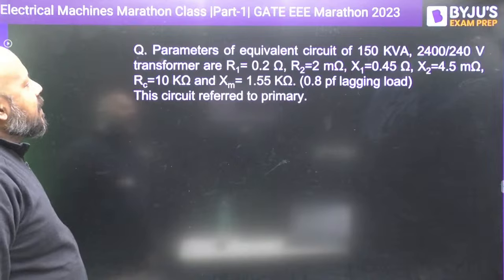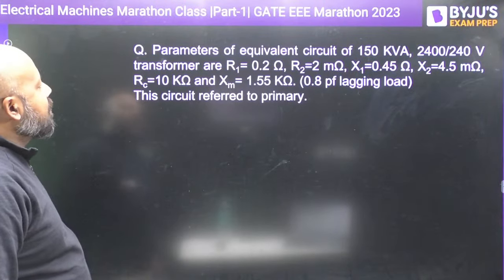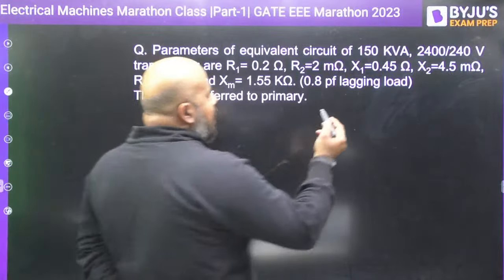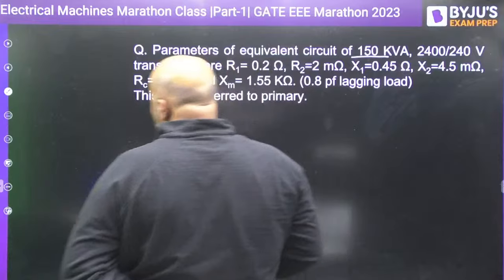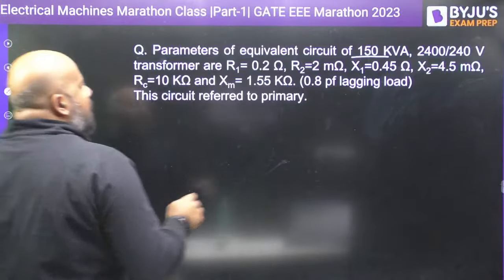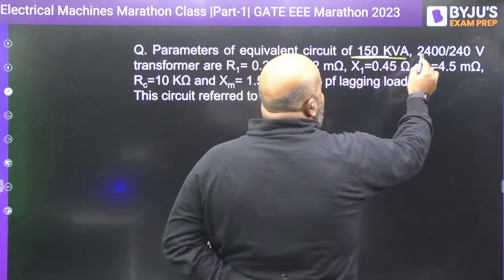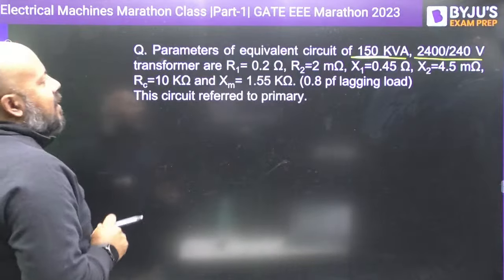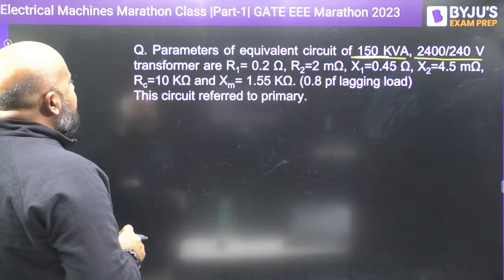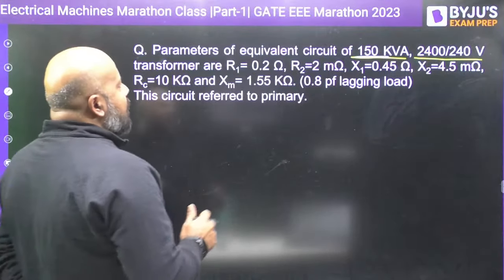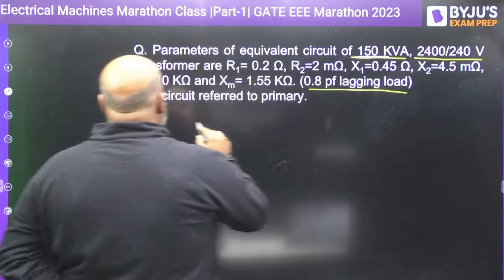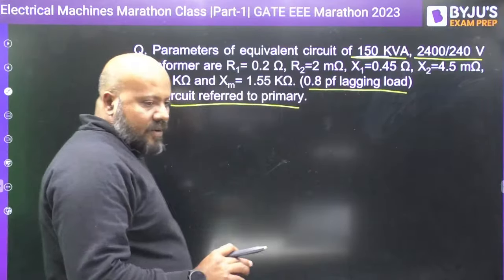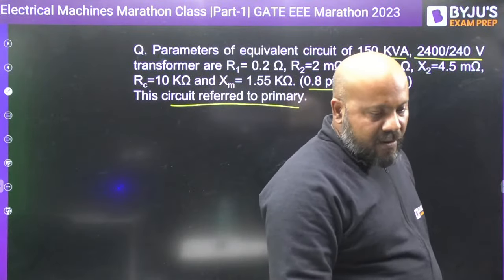He is saying to find the parameters of the equivalent circuit that are given. The transformer is 150 kVA, 2400/240 volts. R1, R2, X1, X2, RC and XM are given, with 0.8 power factor lagging. The circuit is referred to the primary. This is also given. Something is missing in this question, so let me add that.